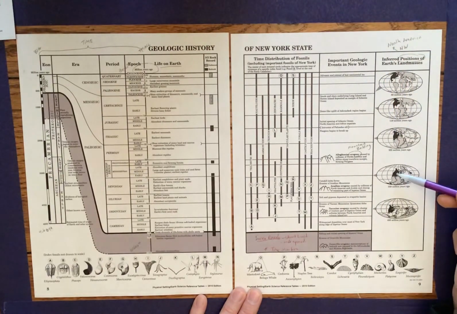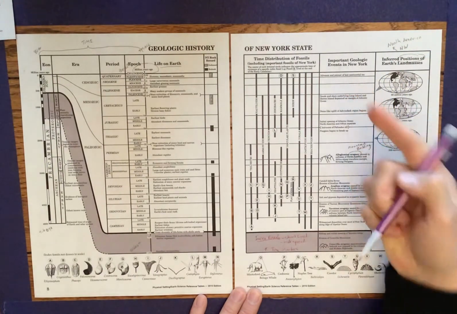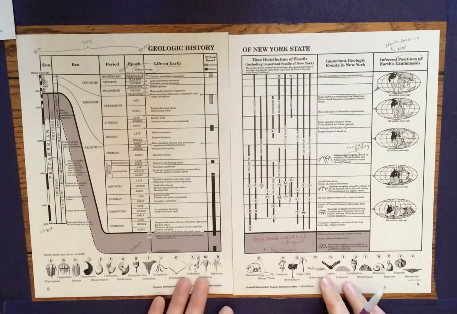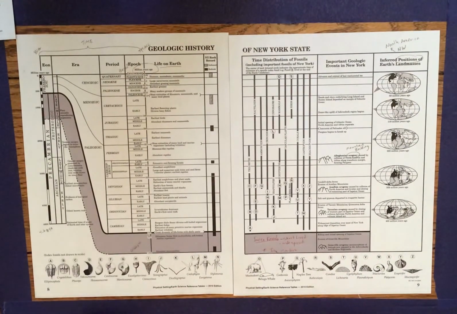So it's the shaded one. It has always moved that way. Okay? So that's kind of a quick breakdown of this map.